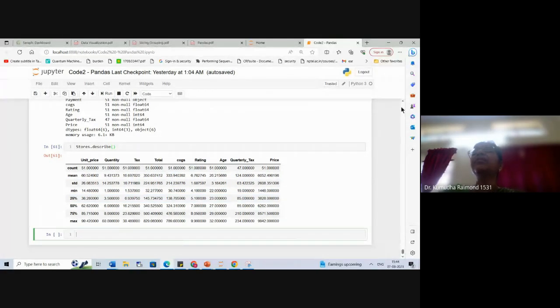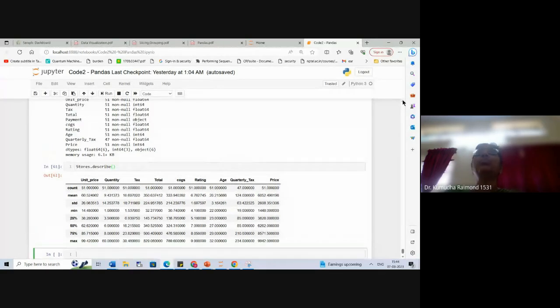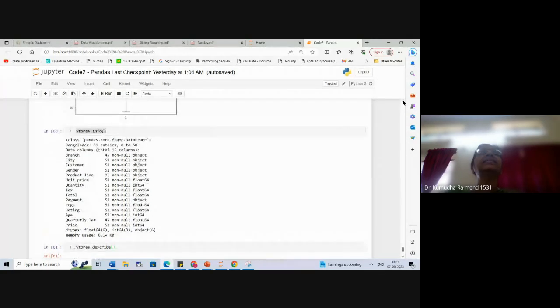Someone has written df.info. What do you see in the case of df.info? I have a table called stores. I put .info. It is simply going to tell which are the attributes, what are the non-null values, how many non-null values, what is the corresponding data type, and how many columns are there and how many rows are there. That is what is going to be shown in info.